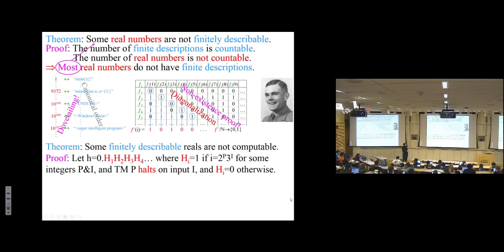So if you give me 2 to the p, 3 to the i as a number, I can uniquely determine both p and i from it. How and why?